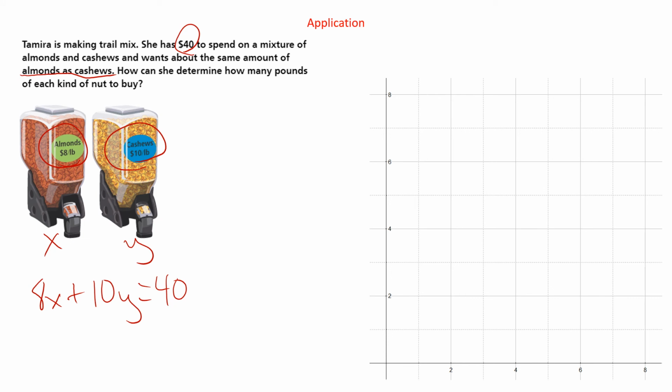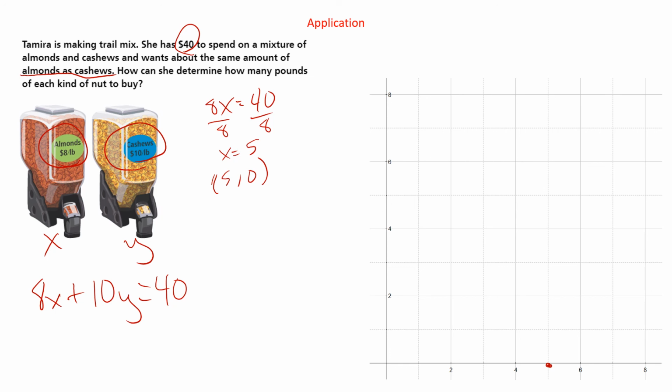All right, so let's say y equals 0. So we're going to have 8x equals 40. We can divide by 8 to get x equals 5. So that's the point (5, 0). And what that means is that if she bought 0 pounds of cashews, she could buy 5 pounds of almonds. So we're going to go to (5, 0), put our point.